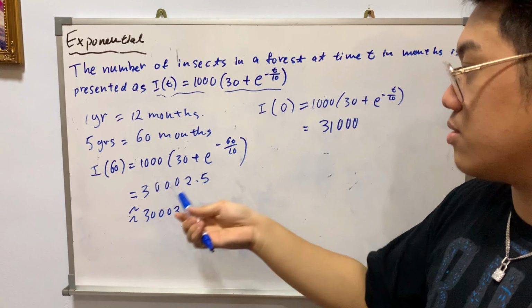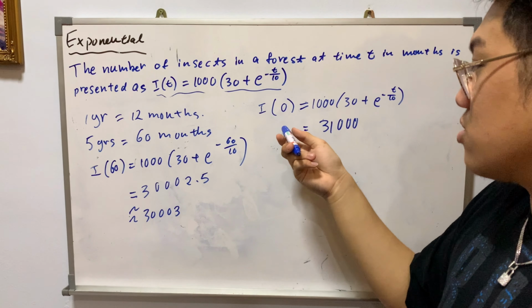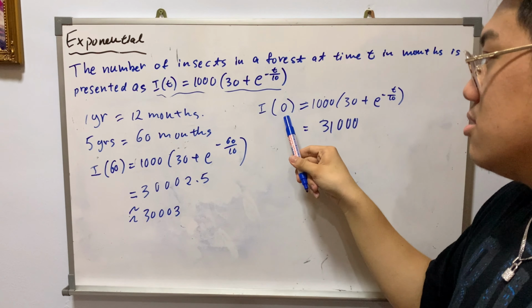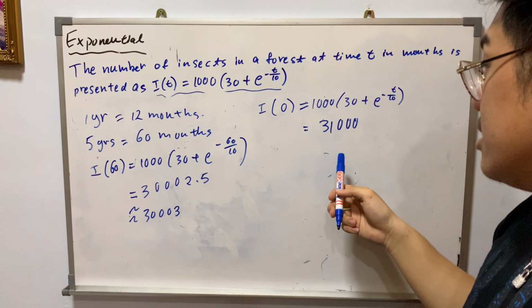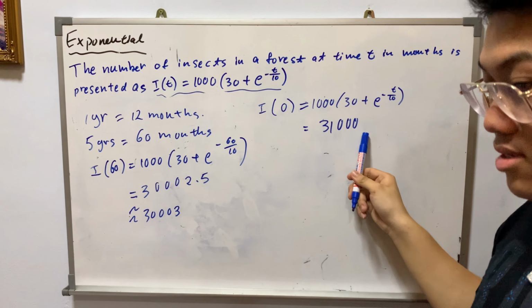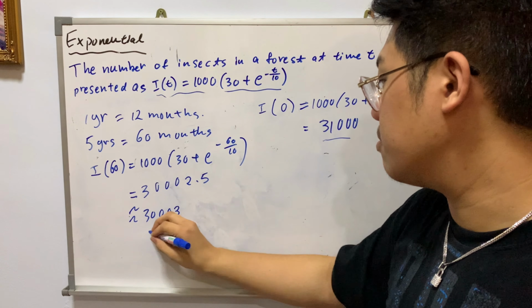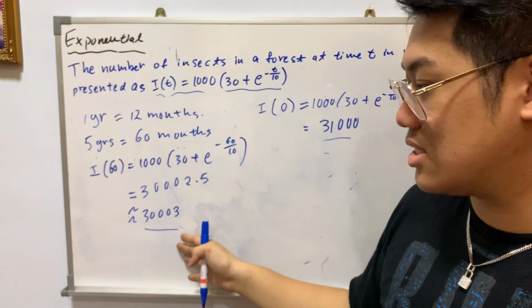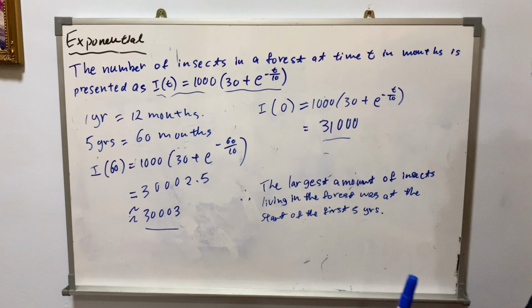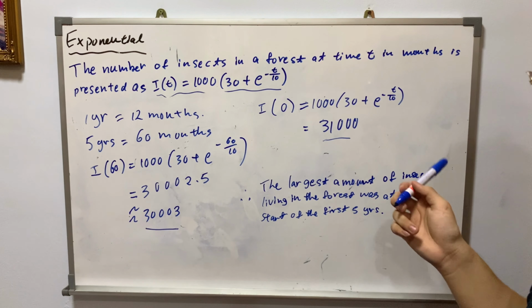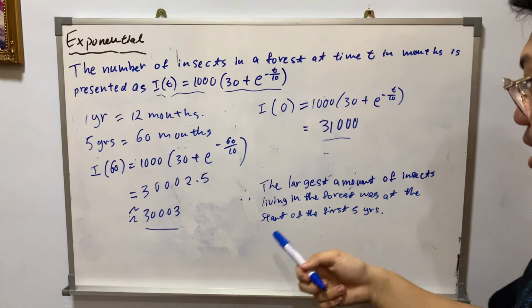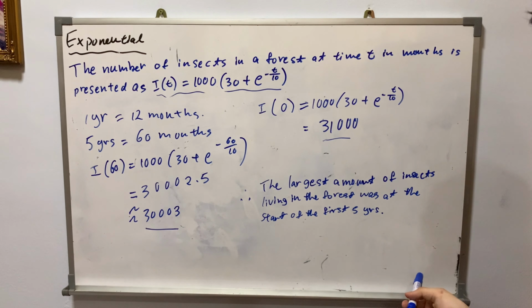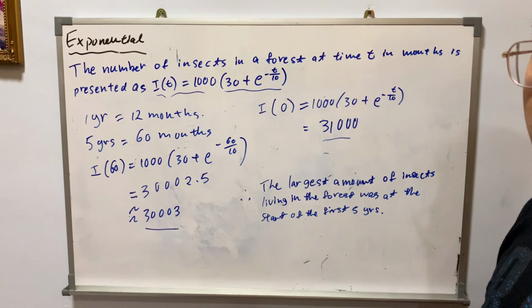So comparing the two equations that we have over here, for the first question, it is noted that time is 0, which is the starting point, and it was 31,000. Comparing these two numbers, it means that the insects in the forest have decreased. So in conclusion, the largest amount of insects living in the forest was at the start of the first 5 years. Feel free to pause the video and copy the answer.